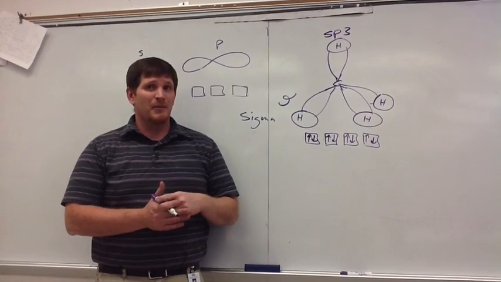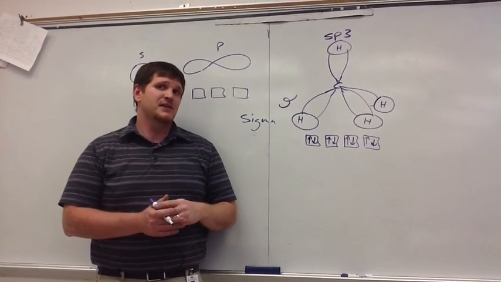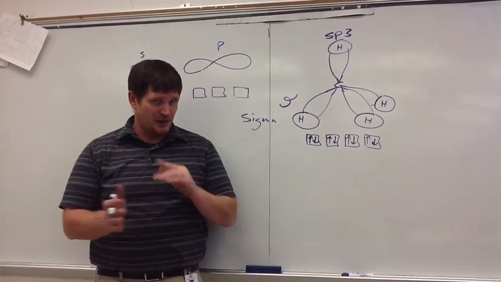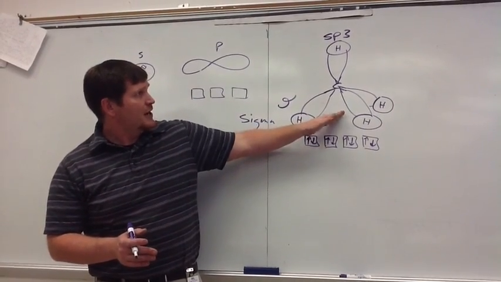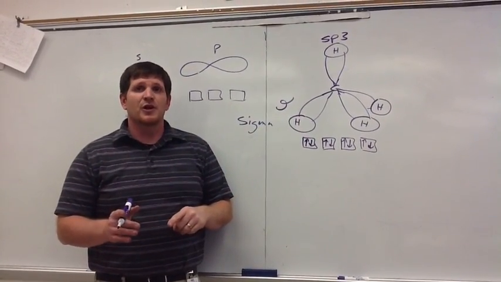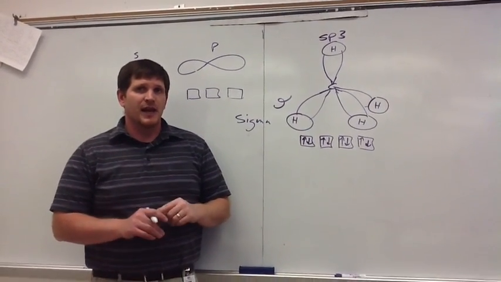Every time we see a double bond, we have 1 sigma bond. Every time we see a triple bond, we have 1 sigma bond. It's going to come back quite a bit. So this is going to be our sp3. Here in just a second, we're going to go to sp2 and hopefully sp.